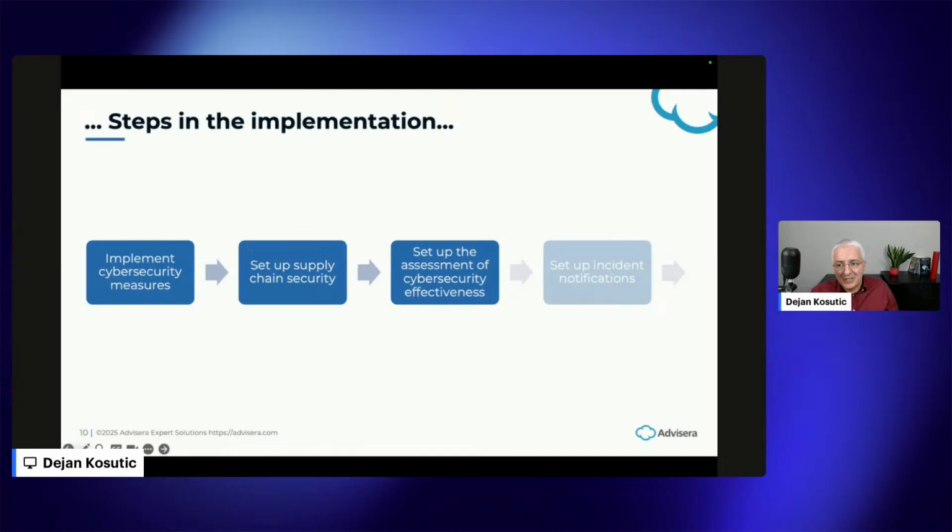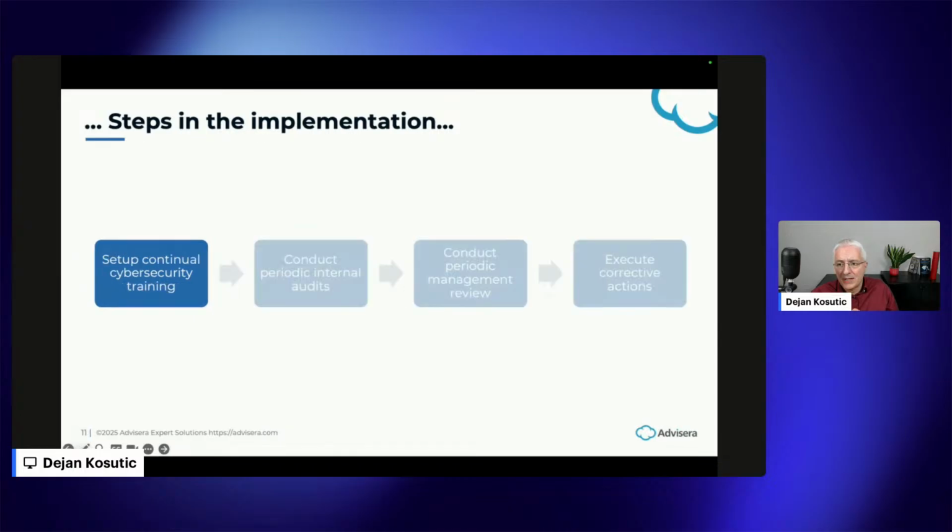You have to set up assessment of cybersecurity effectiveness, so you have to find out how your cybersecurity is doing, and you can do this through monitoring, measurements, internal audits, and several other ways. And of course, you need to set up incident notifications. So basically you have to define how these incidents are internally communicated, how they are communicated externally towards the competent authorities, and so on.